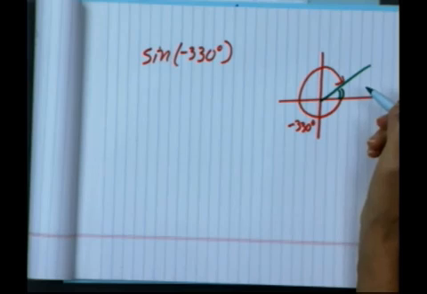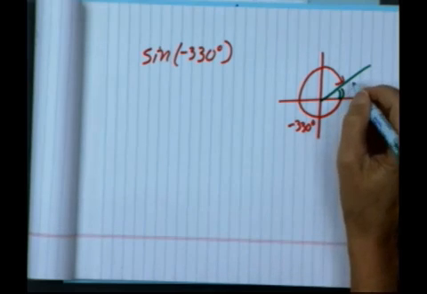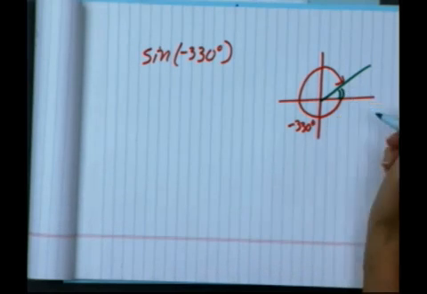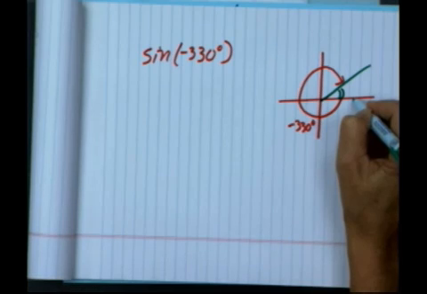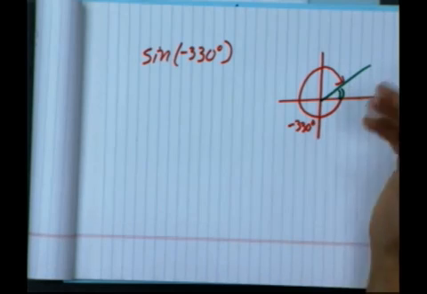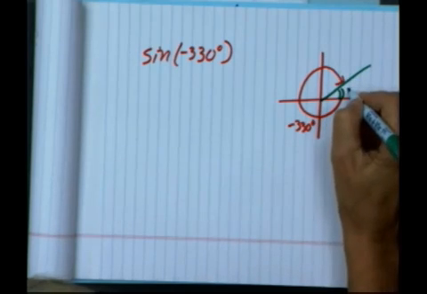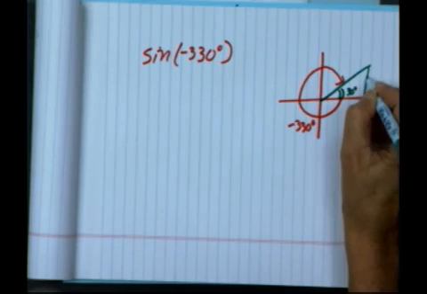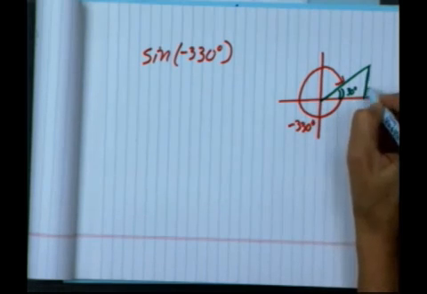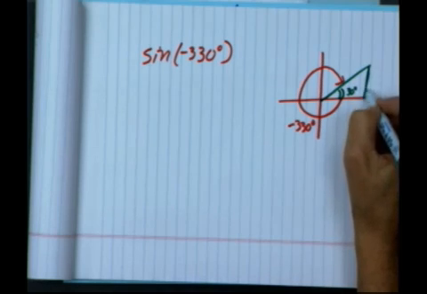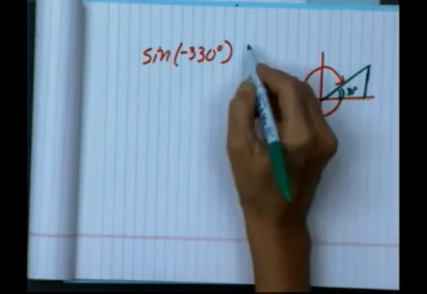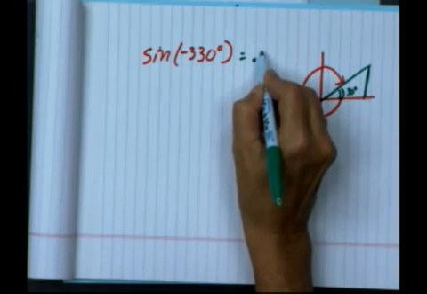What's the measure of my reference angle? It's not a trick question. What is it? Well, if you went all the way to here, that's negative 360. So the difference between negative 360 and negative 330 is just 30 degrees. Okay, if you're in the first quadrant, is your opposite going to be positive or negative? Positive. So if I put this in my calculator, I'm going to expect that to be positive 0.5.